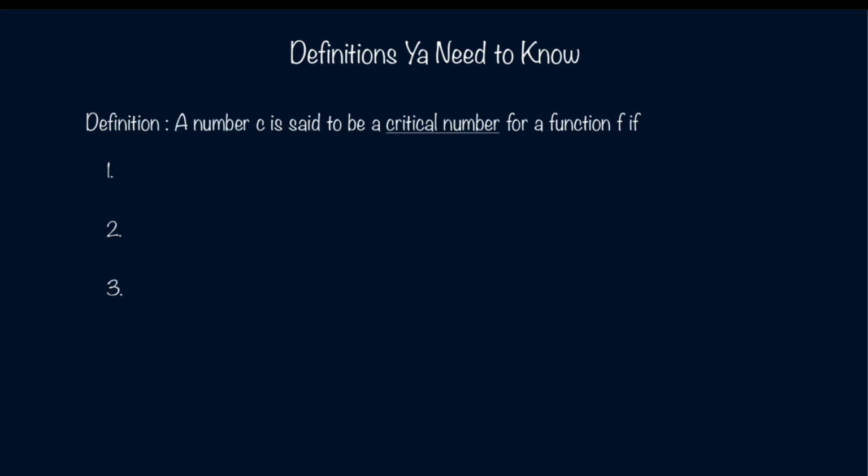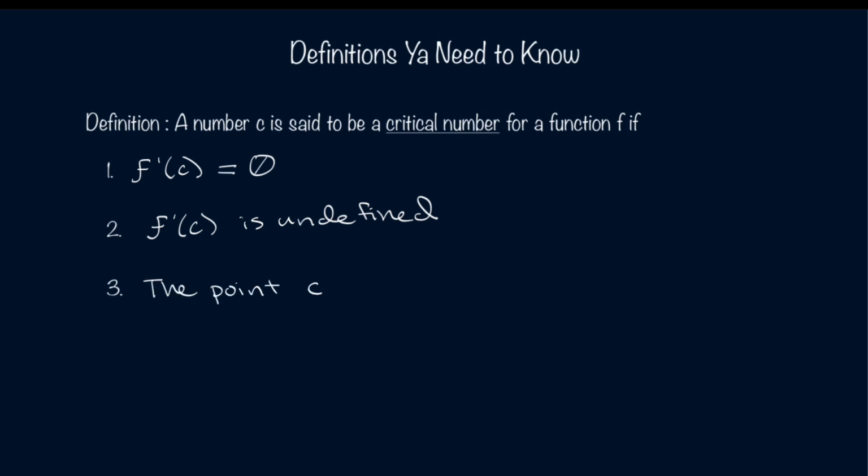So the next definition that we need to know is a number c is said to be a critical number for a function f if f prime of c, so the derivative, is equal to 0, if f prime of c is undefined, or if the point c is an endpoint of D. And this may not make sense at the moment, but when we do some examples, it'll start to make more sense and be clear.